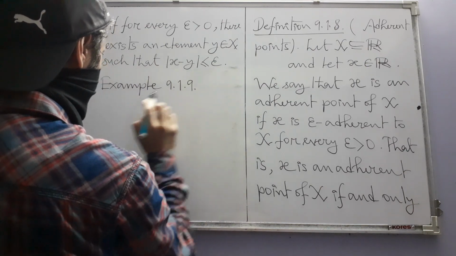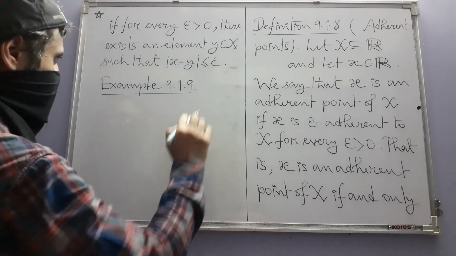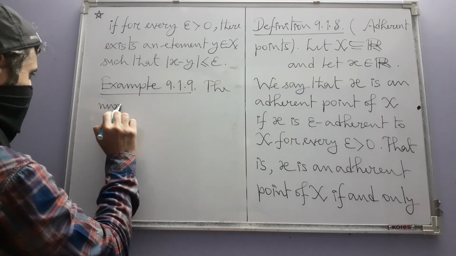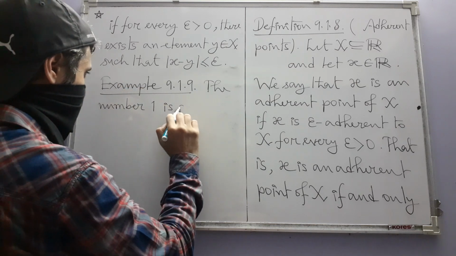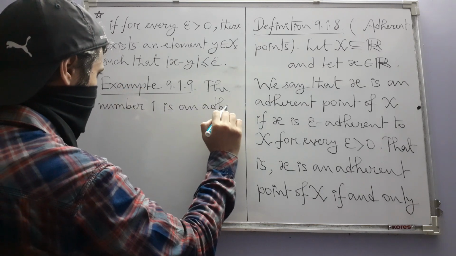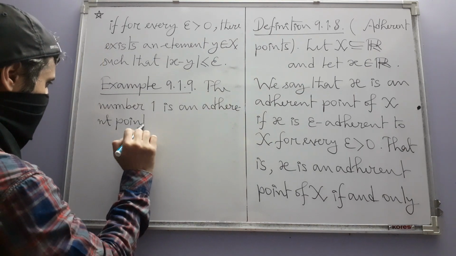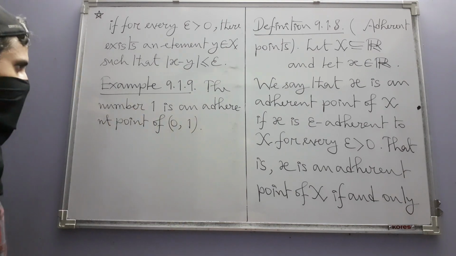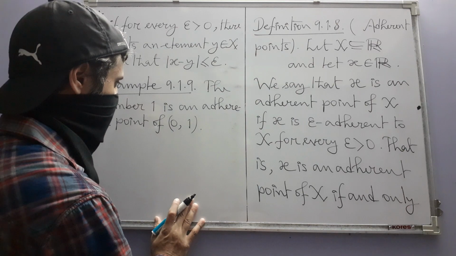This will be item number 9.19, and this is one such example. The number 1 is an adherent point of the open interval (0, 1). Okay. Why though? Can you see why?